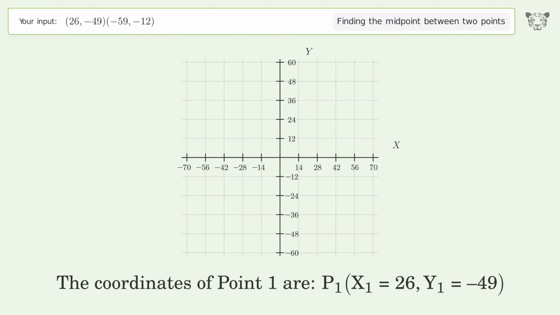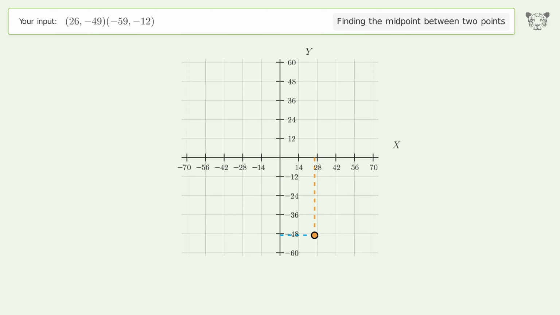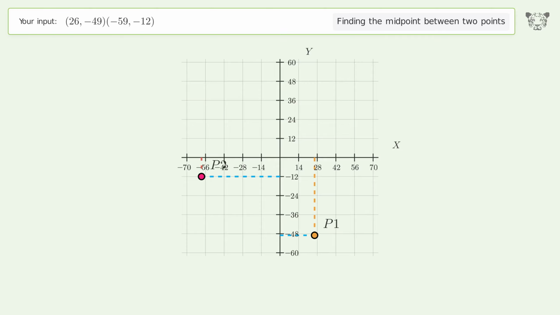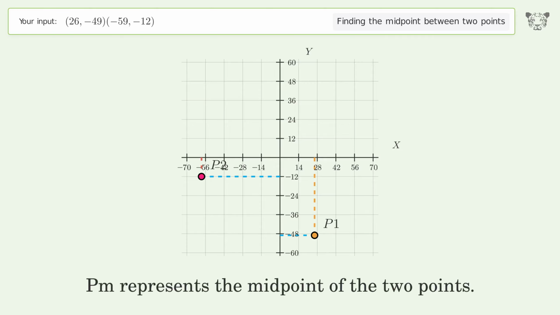The coordinates of point 1 are, x1 equals 26, y1 equals negative 49. The coordinates of point 2 are, x2 equals negative 59, y2 equals negative 12. PM represents the midpoint of the 2 points.